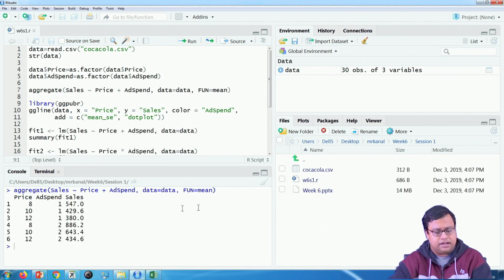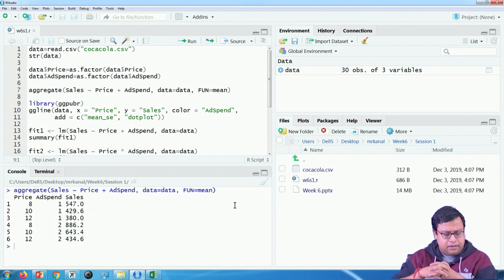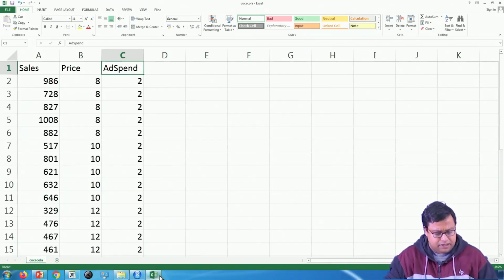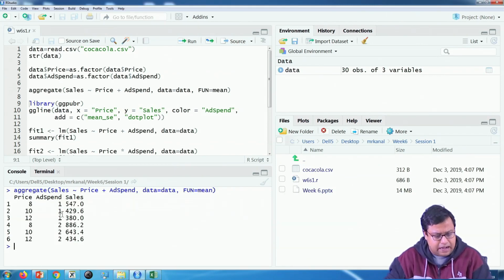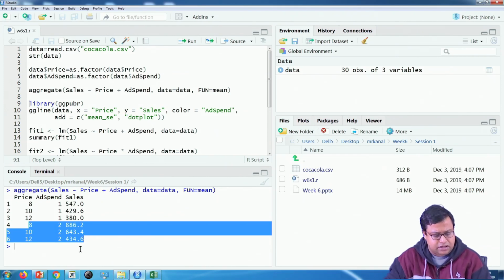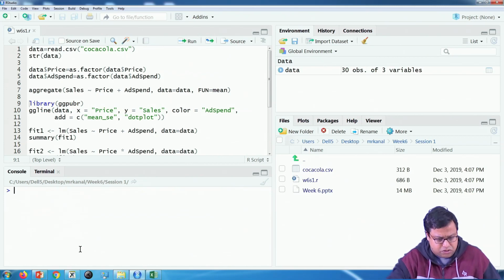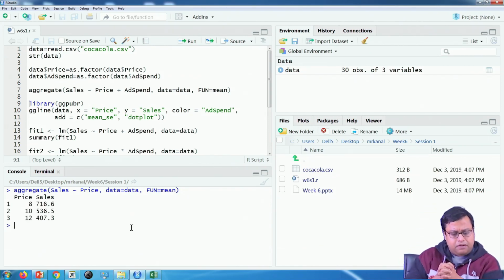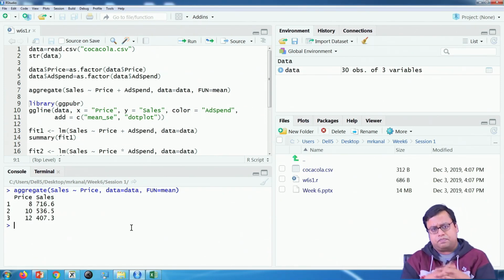If that is done, this is what the result comes up, and we have to understand this one properly. Let us say I do it only for the price first. For when the price is 8, the average sales is 716. As price increases from 8 to 10, 10 to 12, the average sales is dropping from 716 to 536 to 407 units. This is obvious, because price goes up, sales comes down. This is more or less whatever we expected.